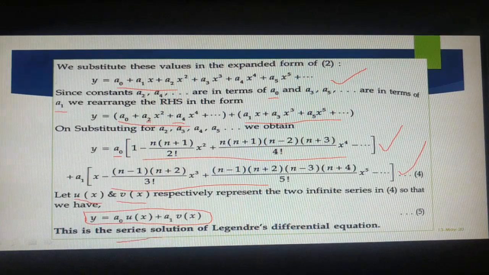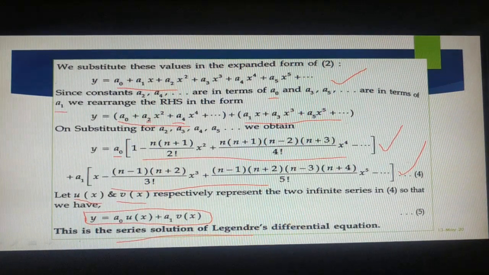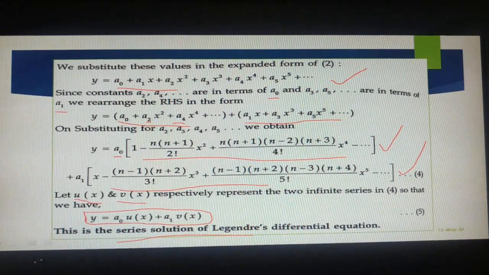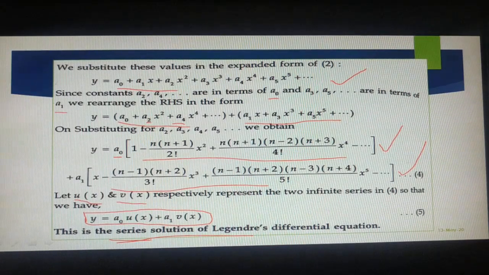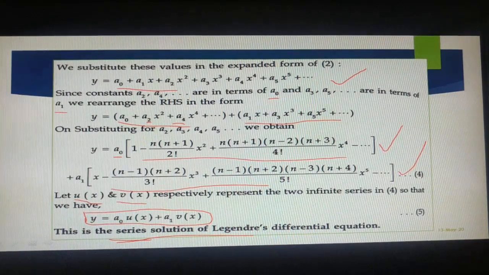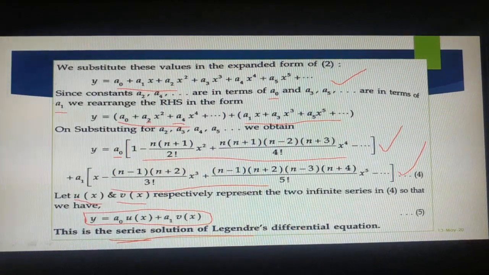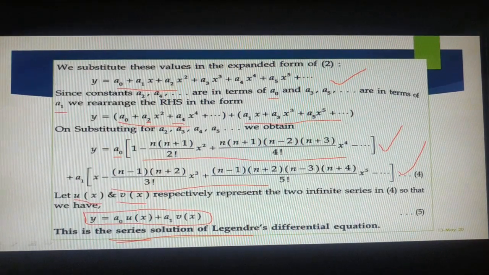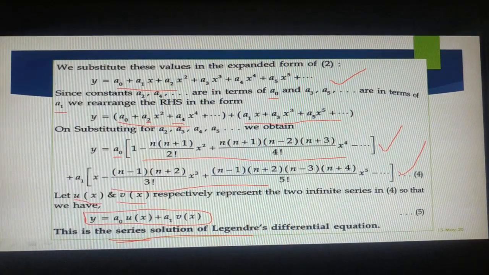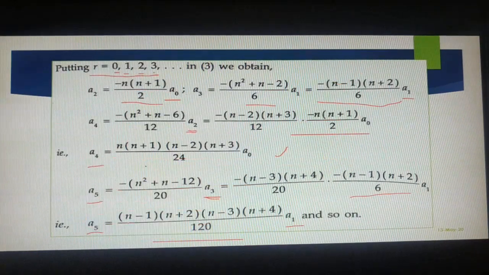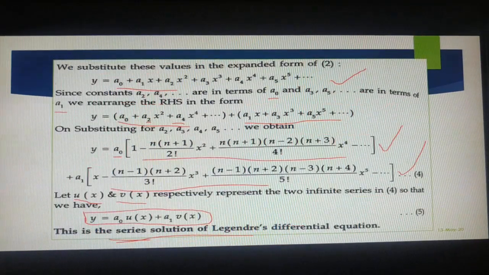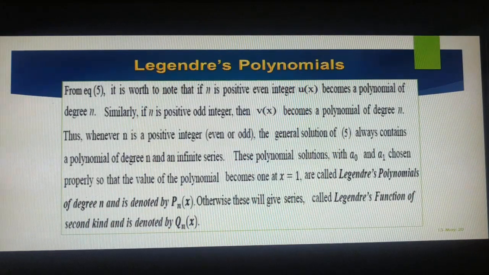So this is known as Legendre's differential equation, which we are representing in terms of series solution. This is known as the series solution for our Legendre's differential equation. I hope you understood. Otherwise, please go back and pause the video carefully, see the steps step by step and try to understand. And if you have any doubts, you can ask in our class.